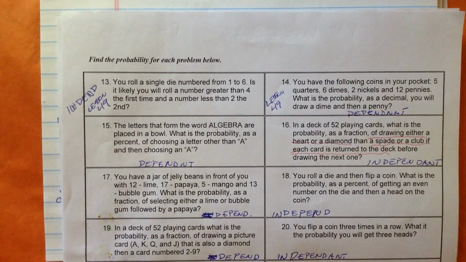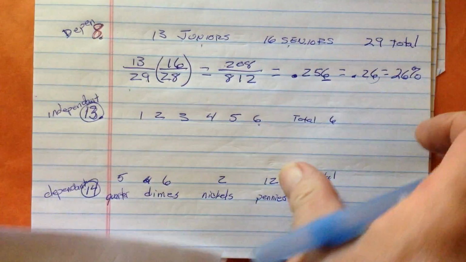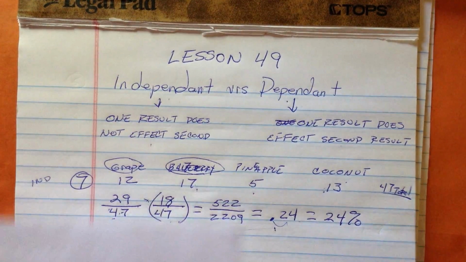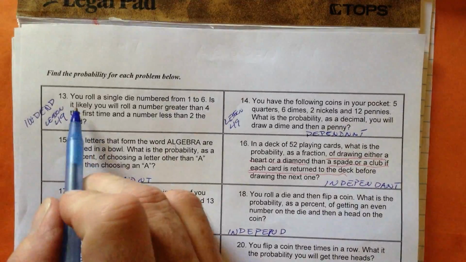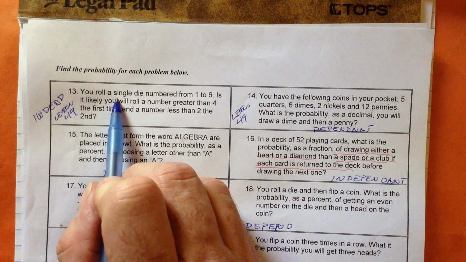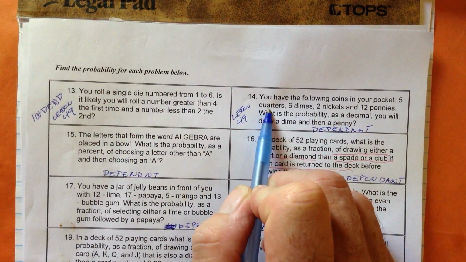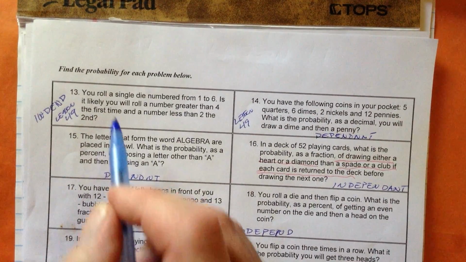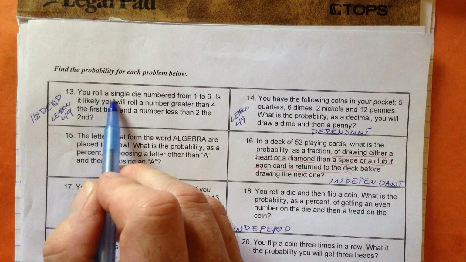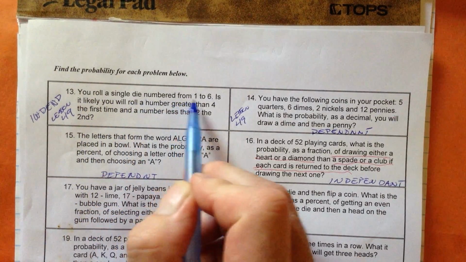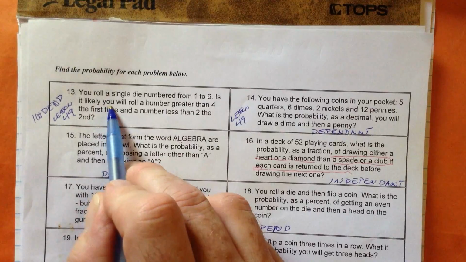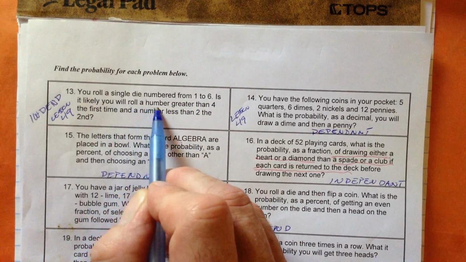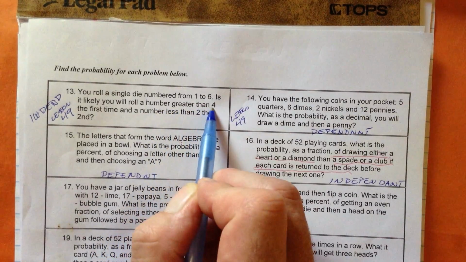Okay, this second video, this is still lesson 49, looking at independent and dependent probabilities. But I'm jumping to the second video, jumping in at number 13 and 14, and then I'll go back and do number 3 and 4. Okay, but here, number 13, it says you roll a single die numbered from 1 to 6. Is it likely you will roll a number greater than 4?